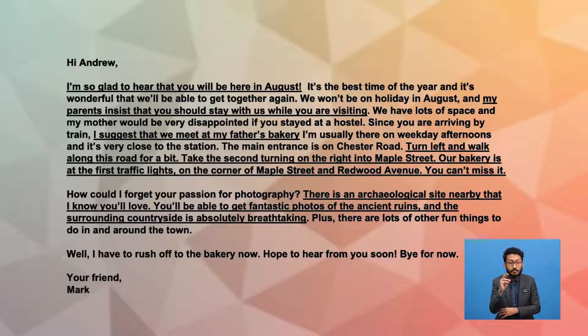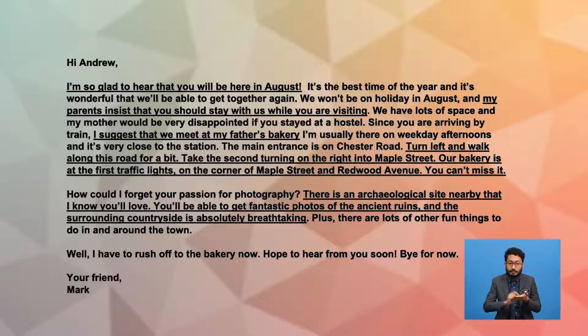"Turn left and walk along this road for a bit. Take the second turning on the right into Maple Street. Our bakery is at the first traffic lights on the corner of Maple Street and Redwood Avenue. You can't miss it." He's giving directions for Andrew to walk from the train station to the bakery. So this part shows that it corresponds to this note.